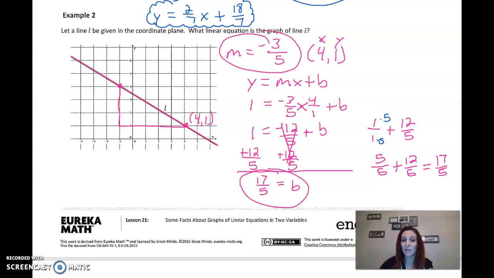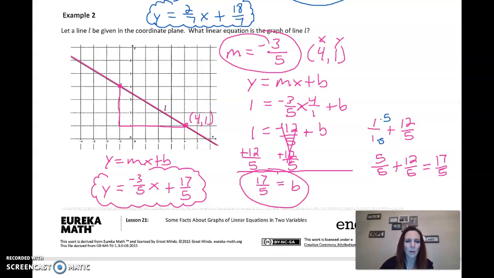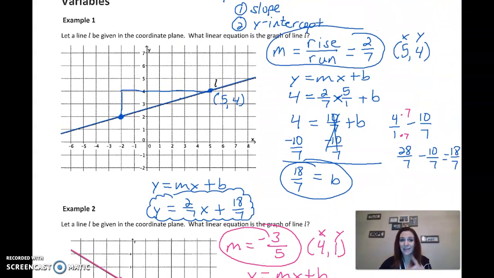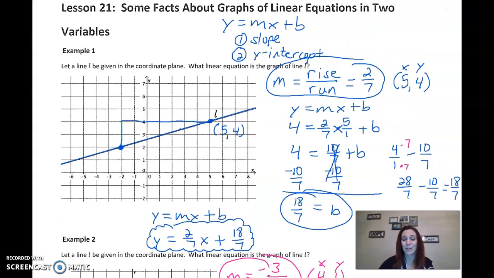And once we have our y-intercept and our slope, we can write an equation. Y equals my slope, -3/5, times x plus my y-intercept, 17/5. And again, this equation right here represents all the pairings on this line. All the pairings of x and y values would be solutions to this equation. Notice in both of these, they're not pretty, but you know how to do all the pieces. So just follow the same steps and find your slope and y-intercept, and you'll be able to write an equation.